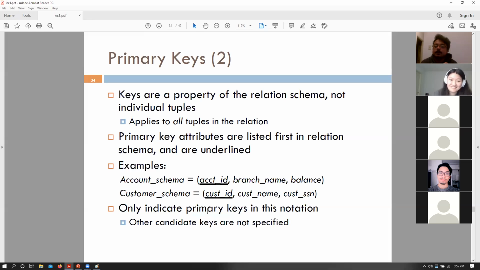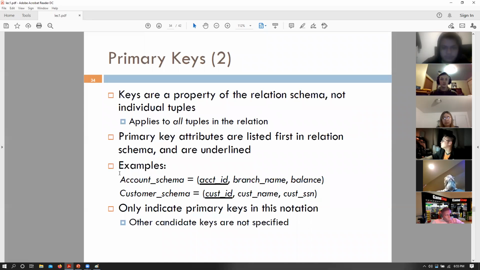So keys are a property of the relation schema, not individual tuples. You cannot say that in my relation or in my table, half of my tuples have this primary key, half of my tuples have this other primary key. No, all of the tuples in my relation have to have the same primary key. I think that is obvious, but this is something we need to formalize and say when we are deciding the framework of relational models, right?